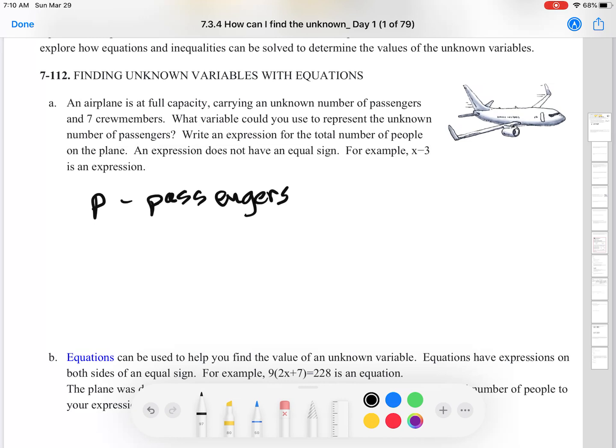Now we're going to write an expression, not an equation, so there's no equal sign or inequality signs. Write an expression for the total number of people on the plane. An expression does not have that equal sign. For example, x minus 3 is an expression. If we go back up above, it says carrying an unknown number of passengers and 7 crew members. That would be my total number of people on the plane.